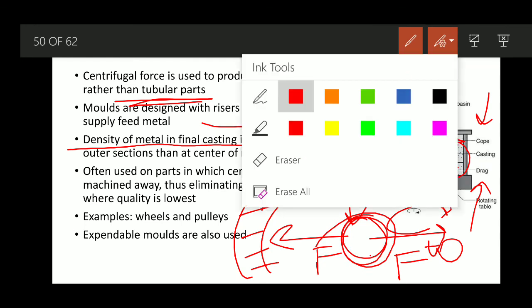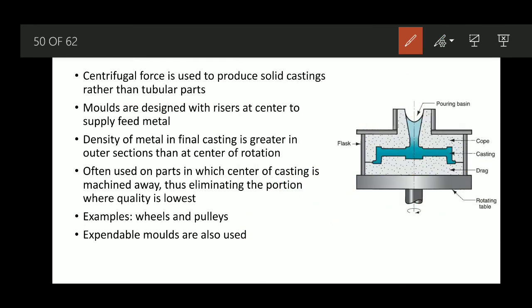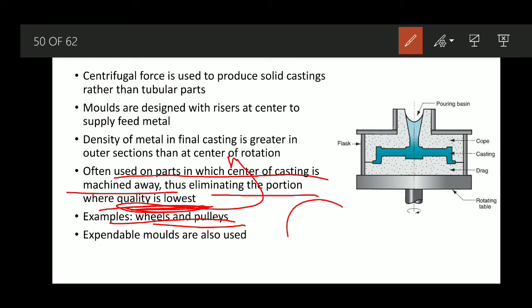with less density. So often it is used for parts in which the center of the casting is machined away. It eliminates the portion where quality is lowest, because density is very low in the center portion. Examples are wheels, pulleys, etc., where we don't require this central portion, and it is later machined away. The external portion is already in a better position. And here also we can use expendable molds.